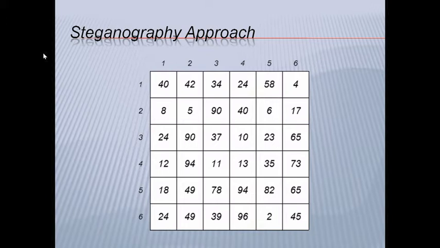The first step is to divide the image into 3x3 subblocks, where the data bits are going to be embedded and extracted according to some criteria. So in this example, this 6x6 image will be divided into 4 3x3 subblocks.